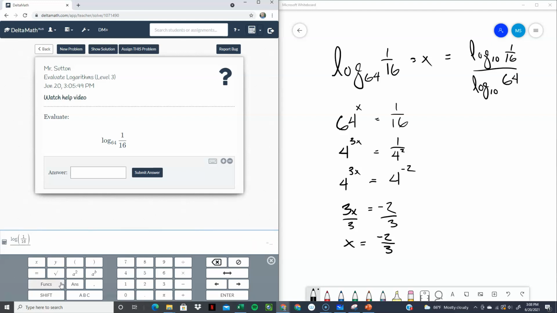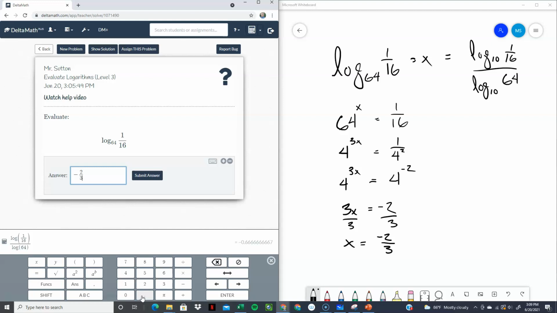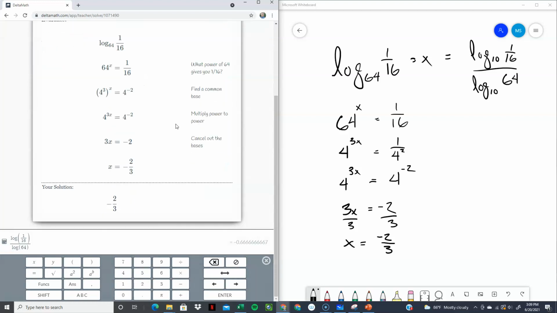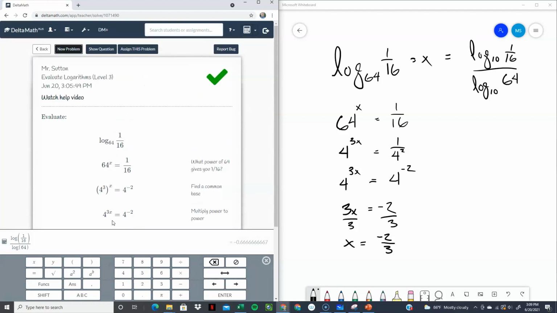Divided by log of 64. Yep, and that is negative 2/3. So you definitely want to write this as a fraction, though. I doubt Delta Math would accept negative 0.666, because you'll have to round that, basically. It won't be as exact of an answer. All right.